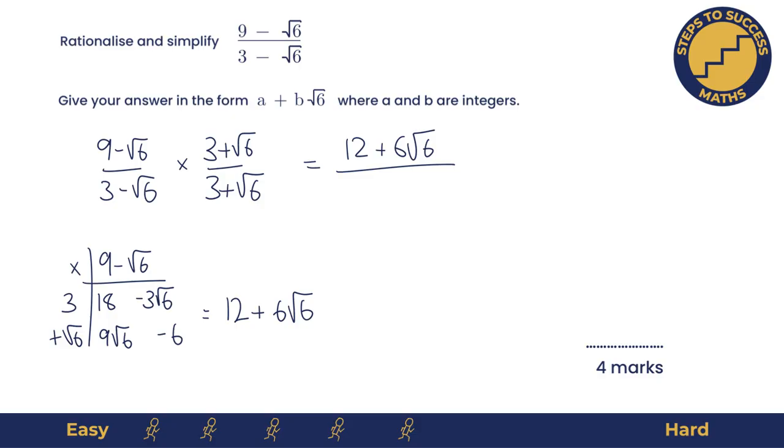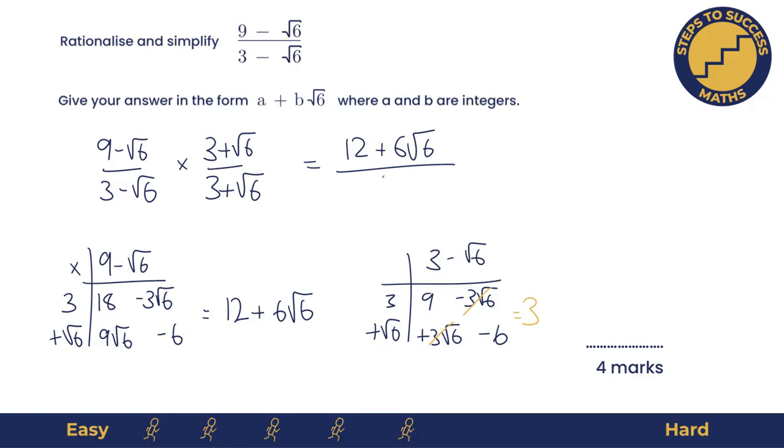We've got 3 take away root 6 multiplied by 3 plus root 6. 3 times 3 is 9, then negative 3 root 6, positive 3 root 6, and then negative root 6 times root 6 is just negative 6. So remember, these parts cancel, so we've got 9 take away 6, which is 3. So the bottom part is 3.